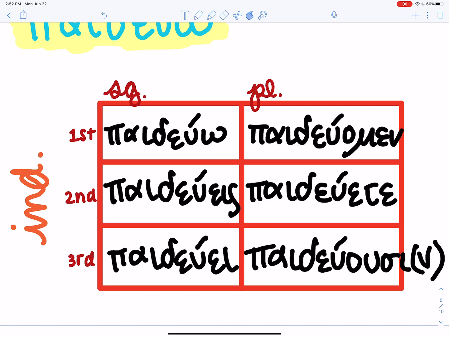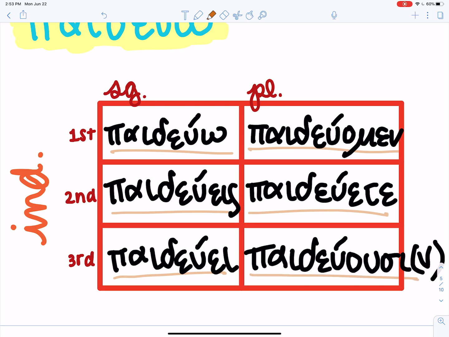All right, now let's translate. So let's just go through each one. Paideuo, I teach. Paideueis, you teach. Paideuei, he, she, or it teaches. Paideuomen, we teach. Paideuete, y'all teach, or you, plural, teach, however you like to think about it. And then paideuousi, they teach, or ousin.